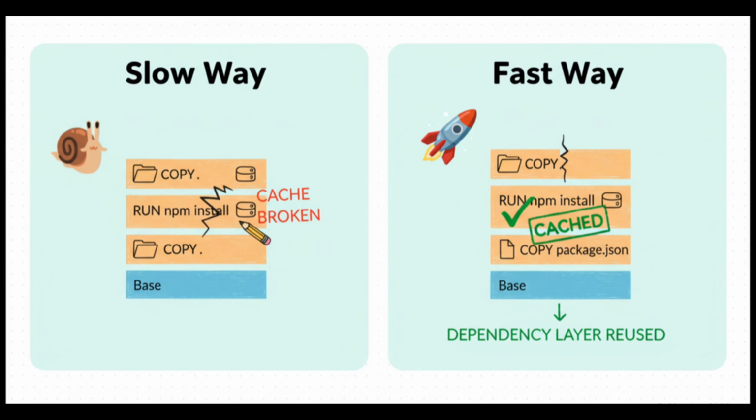The fast way is so much smarter. First, we copy only the package.json file. Then we install our dependencies, and only after that do we copy the rest of our code. Now that npm install layer gets cached and reused almost every single time.